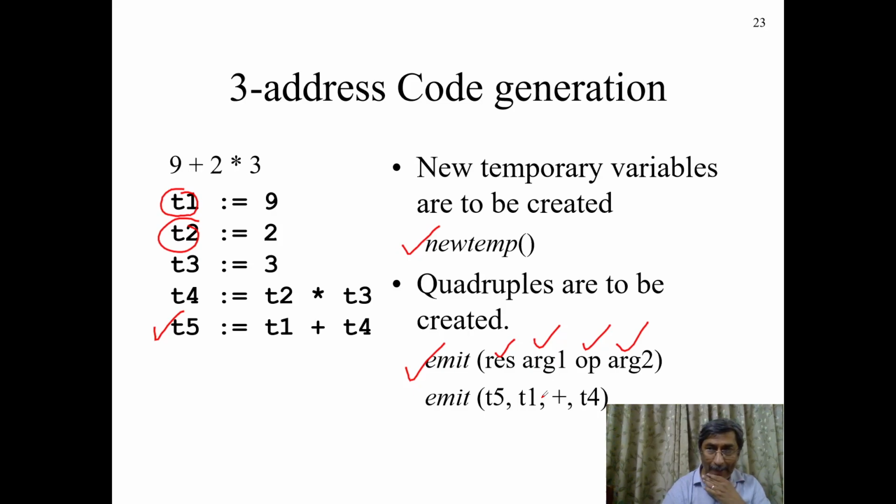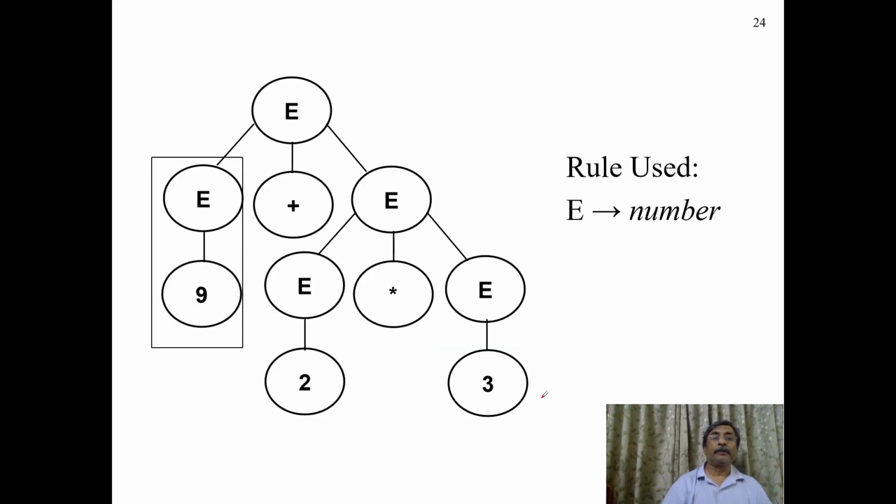So our actions for the non-terminals will involve function calls to these new functions, new temp and emit. So let us have a closer look at that. See the same parse tree and the same sequence of reductions. So this is the first reduction, and the rule used is E produces number.